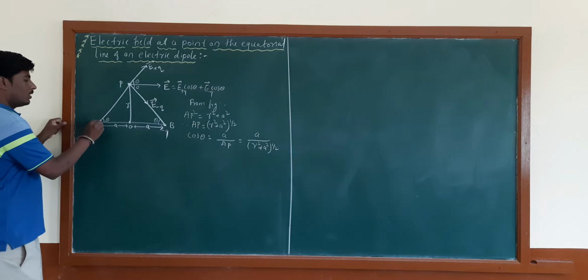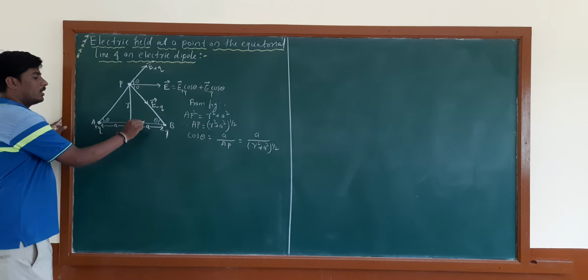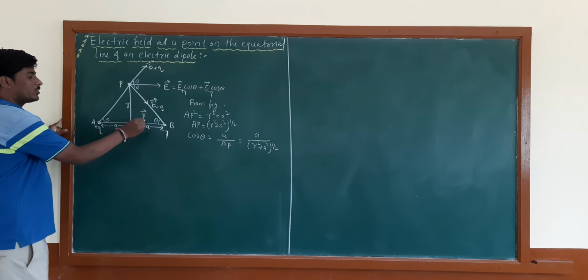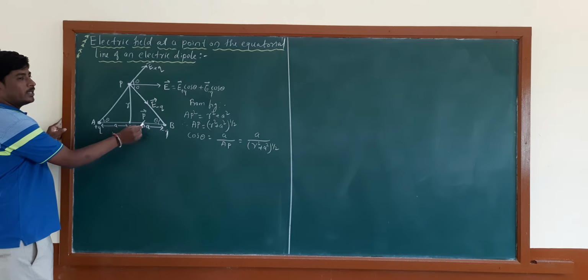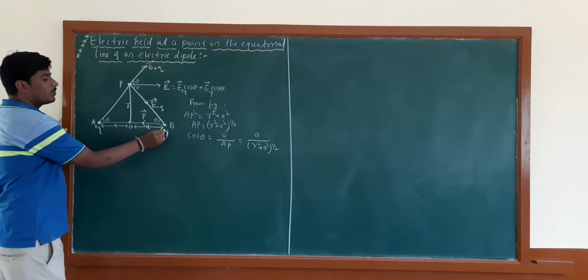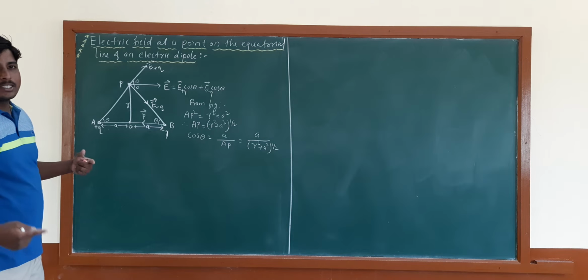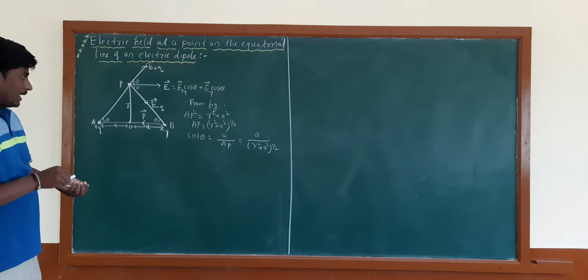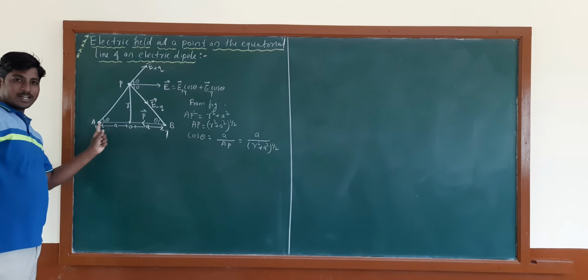Alright. So this is the direction of the dipole moment. Look at the direction of the dipole moment. We know that the direction of the dipole moment is from the negative to the positive charge. Here the resultant electric field and the direction of the dipole moment are opposite to each other.